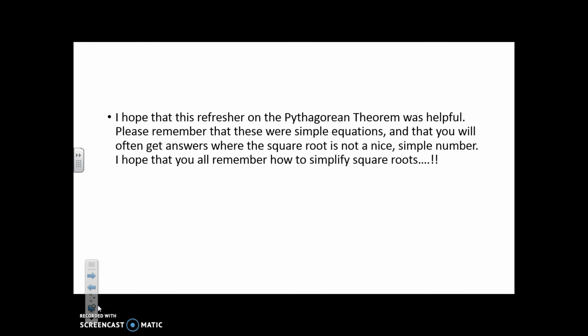Now everyone, I know that this was a very simple and short refresher on using the Pythagorean Theorem. I would like you to remember that I used very simple basic equations to start with, and that you don't always get answers where the square root comes out to a nice simple number, like we got 8 on the last one. So I do hope that you all remember how to simplify your square roots, and if not, I will probably make another video showing that.